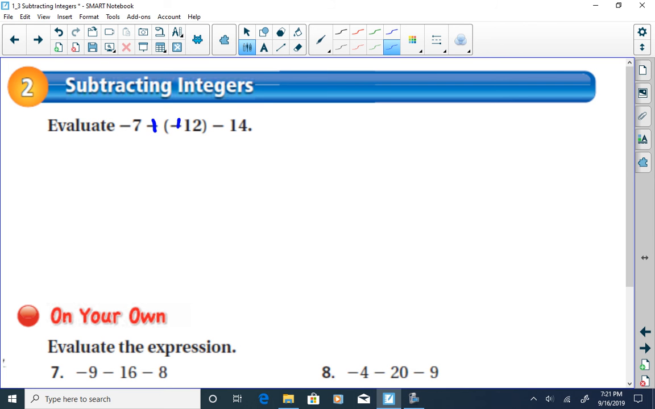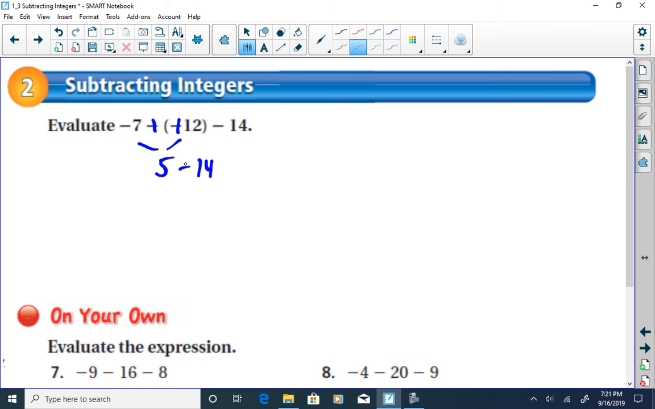So I use the additive inverse. I add the opposite. Change the subtraction to addition, change the sign of the number that follows. So I do these first 2 integers. Negative 7 plus 12, it's going to be positive 5. But I recopy this minus 14. Then I do that problem next.